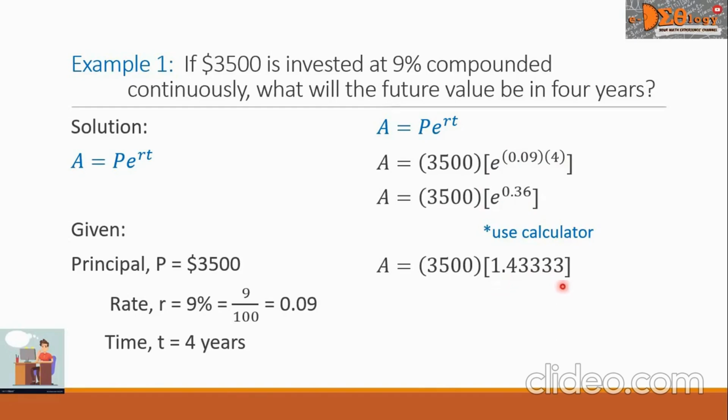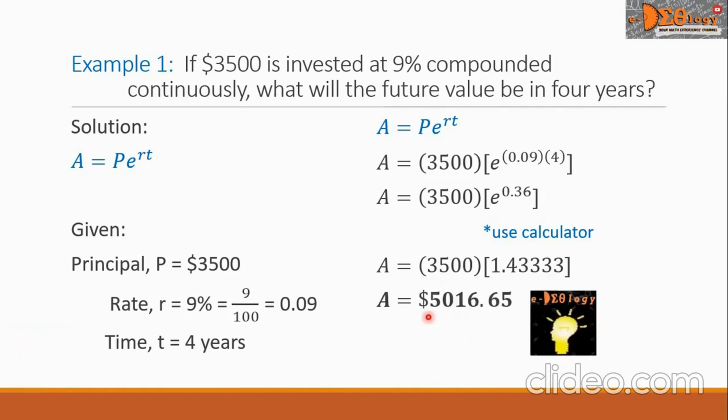This decimal we will multiply to 3,500, and the product will be 5,016.65. This is our A. This is the future value. Of course, we will attach our dollar sign, and this is our final answer.